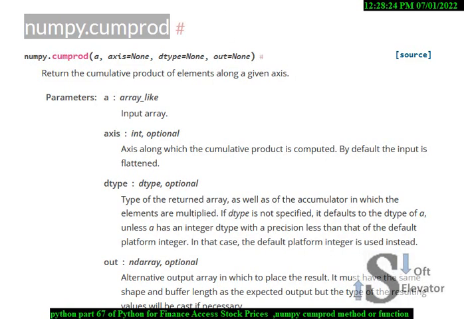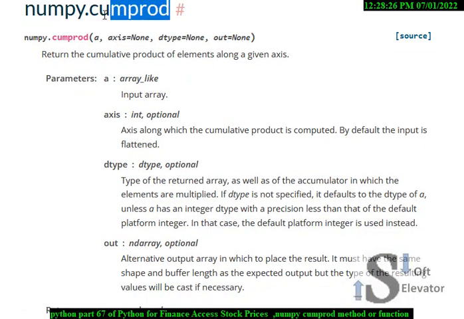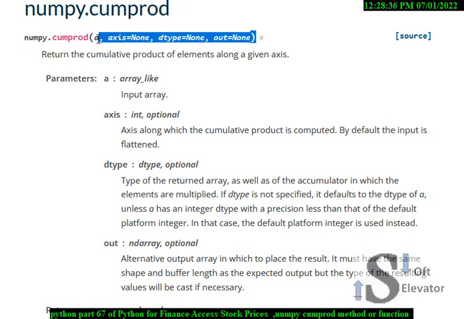Cumprod. Cumprod is a function in the numpy library of Python. How does cumprod work? This is an example. This is the syntax of the cumprod function.